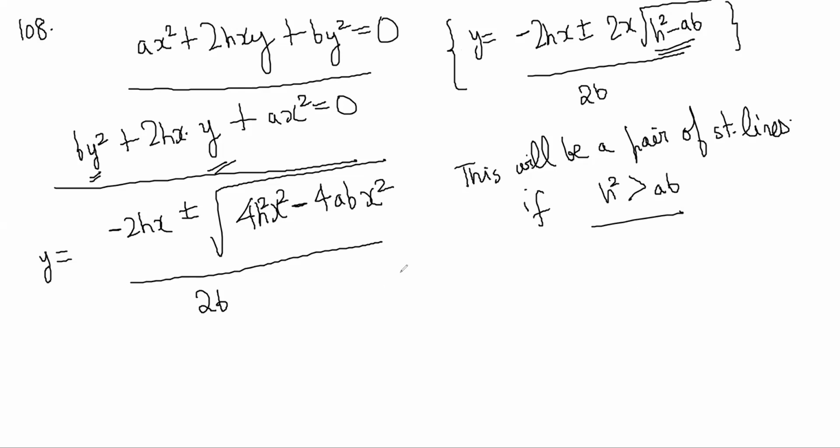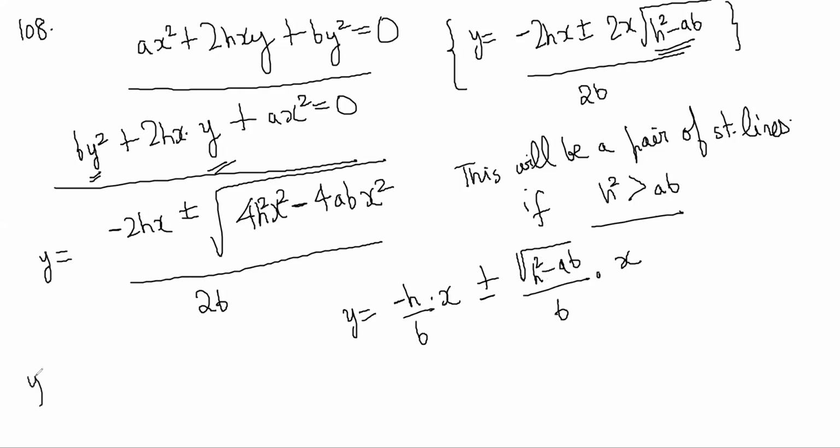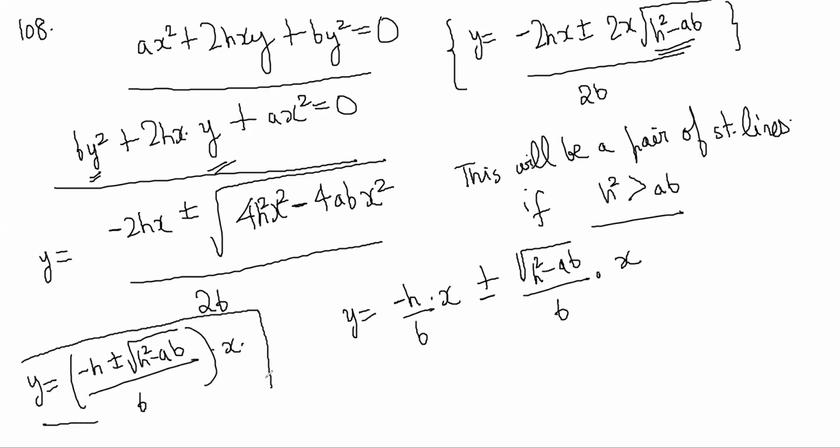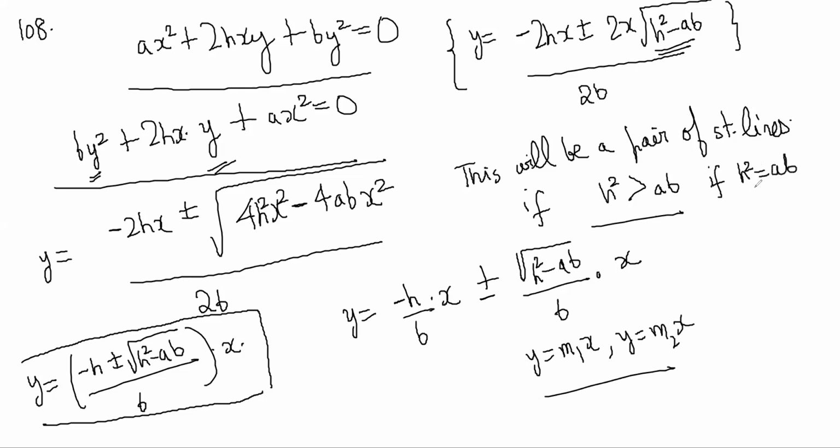So you'll get y is equal to minus h by b into x plus minus root over h square minus ab by b into x, right? Actually x can be taken common throughout, right? So you will get two lines. y is equal to minus h plus minus root over h square minus ab by b into x, right? Correct. So in general you are getting y is equal to m1x and y is equal to m2x, right? Right. If h square is equal to ab, what will happen?